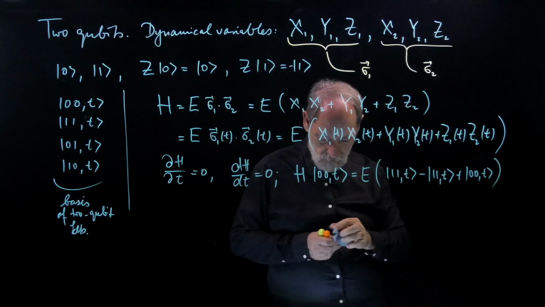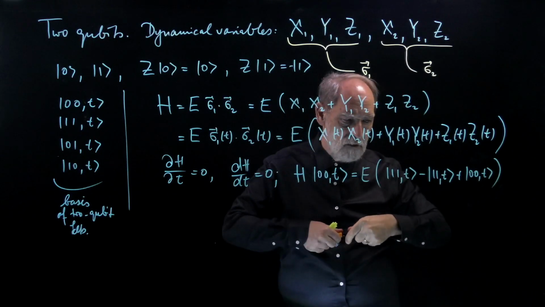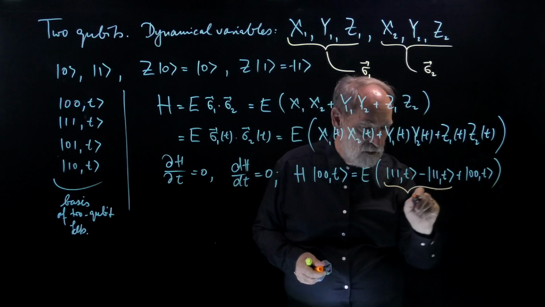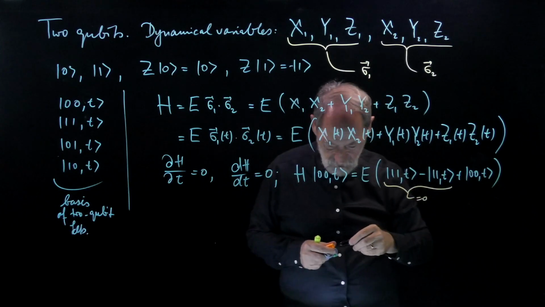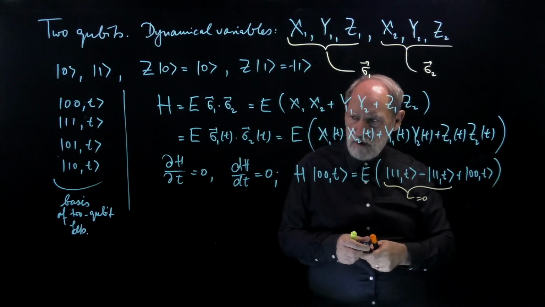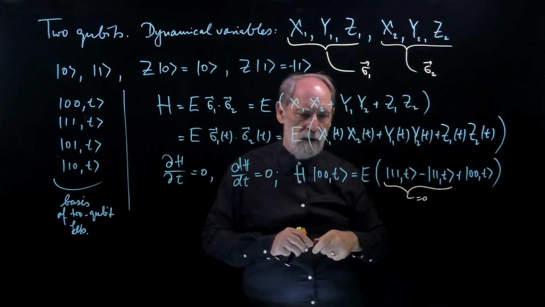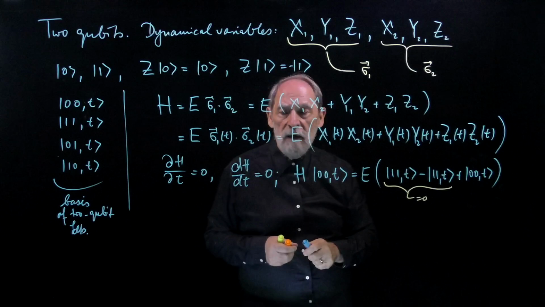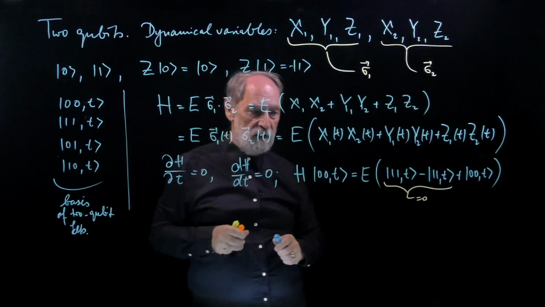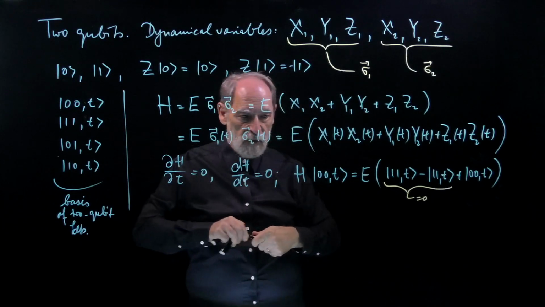And we see that these two contributions take care of themselves. This difference is 0, and what is left is just the |0,0⟩ at time t multiplied by E. So the |0,0⟩ ket is actually an eigenstate of the Hamilton operator.